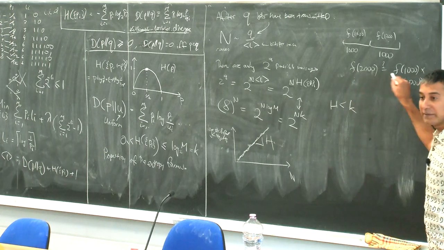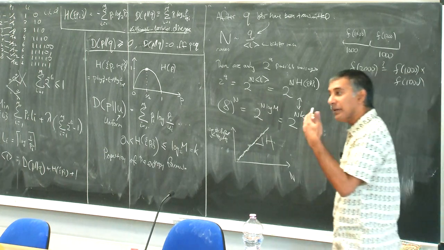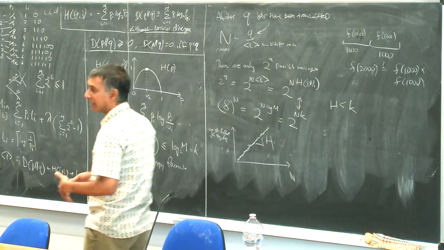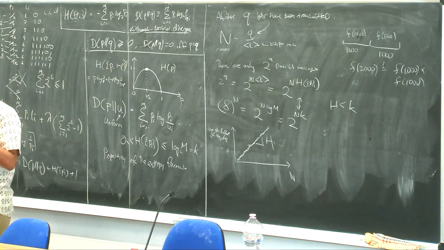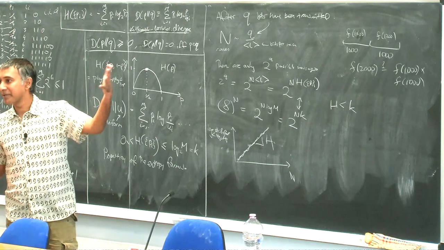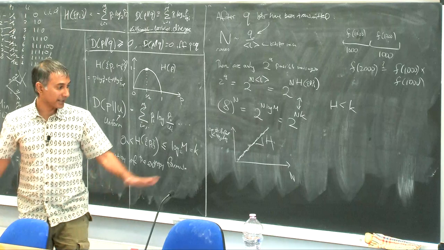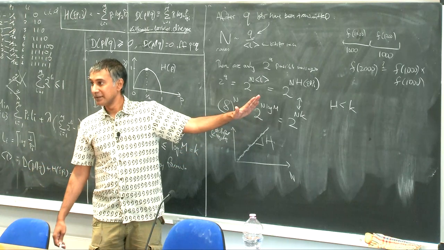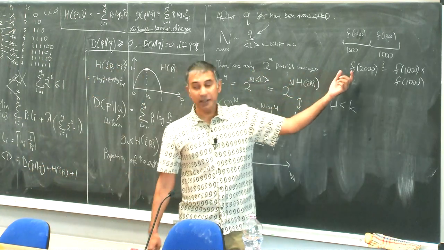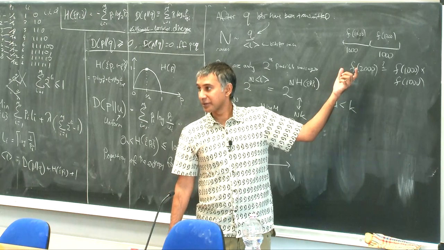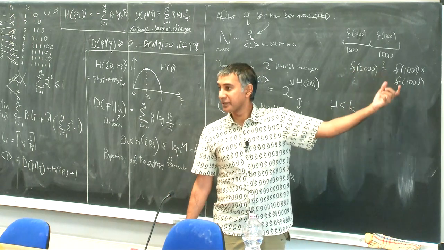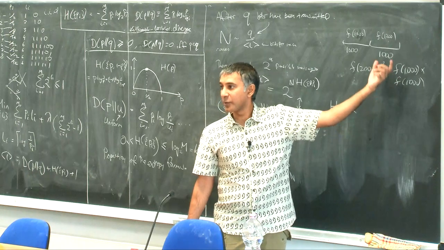Okay? So because of this fact, because in any real system, including the English language, in any physical system, after some amount of time has elapsed, there can be no memory of previous effects. Right? And for that reason, for large n, the total number of ways to make something of length 2,000 is the product of the total number of ways to make something of length 1,000. So it's the square of this.